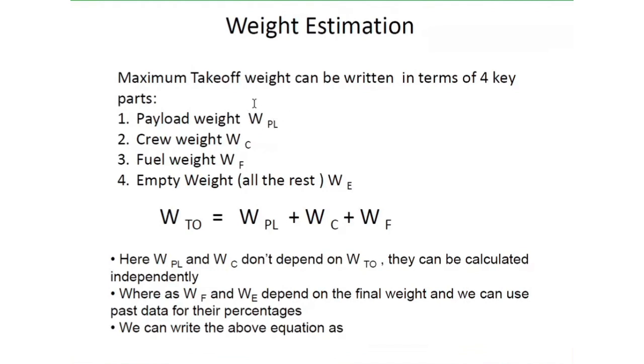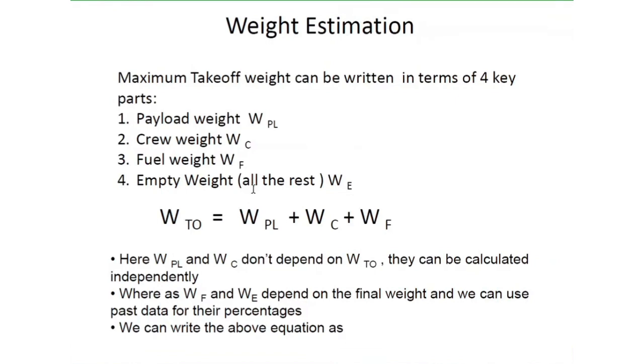Now, this stuff you have to carry may be the number of passengers, maybe the number of missiles and bombs, or maybe the cargo, if it's a cargo plane. So this is the one for which the entire aircraft is designed and made to fly. This is the one which pays you money. So that's why it's called payload.